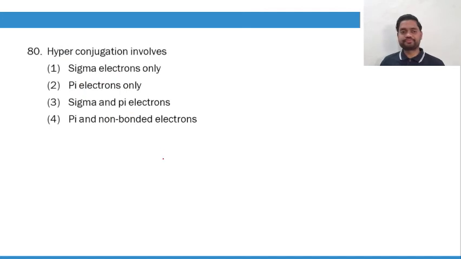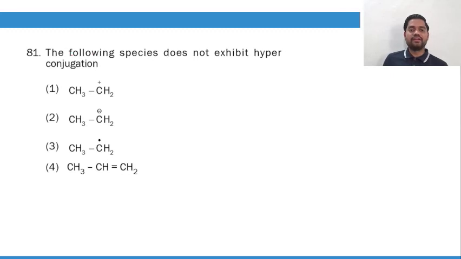80. Hyperconjugation involves sigma and pi electrons both. Remember, it involves sigma and pi electrons both. Okay, so 80 is option 3. 81. Which of the following species does not exhibit hyperconjugation? We just said a carbocation is there and there is an alpha carbon, so it will exhibit.